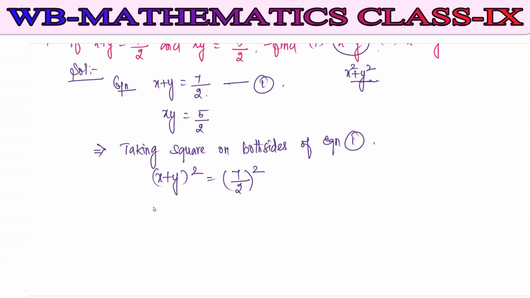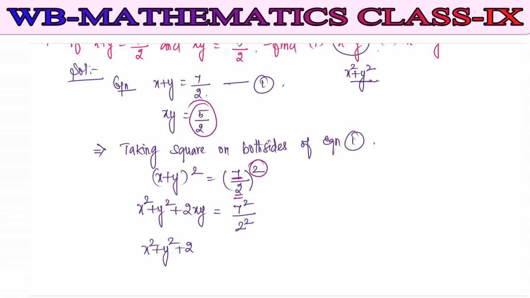So when you apply the a plus b whole square formula, here we will get x square plus y square plus 2xy is equal to, here the square is going to be common for numerator and as well as for the denominator. So 7 square divided by 2 square, x square plus y square plus 2 into xy value, we know already, here it is 5 by 2.